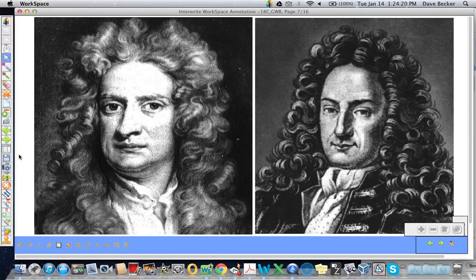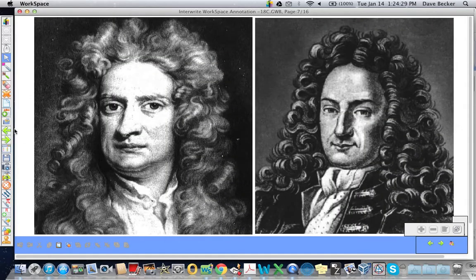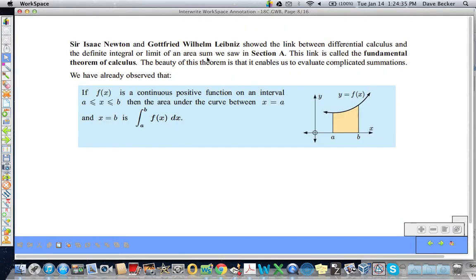We are going to talk about and understand the fundamental theorem of calculus. Sir Isaac Newton to the left and Gottfried Wilhelm Leibniz showed the link between differential calculus, taking the derivative, and the definite integral or limit of an area sum, Riemann sums, we saw in the previous section, or in section A, I should say. This link between differential calculus and the definite integral is called the fundamental theorem of calculus.